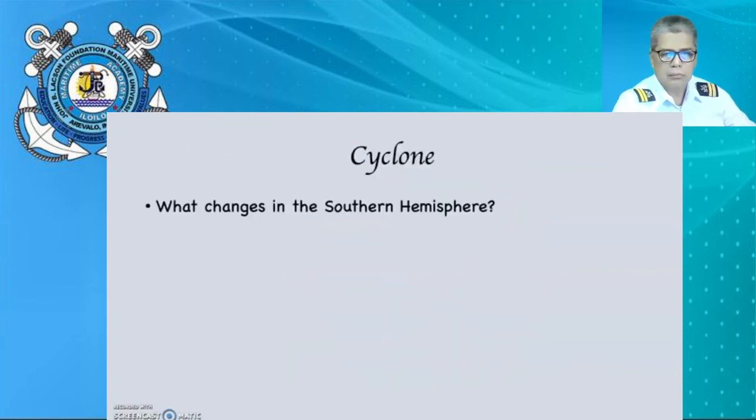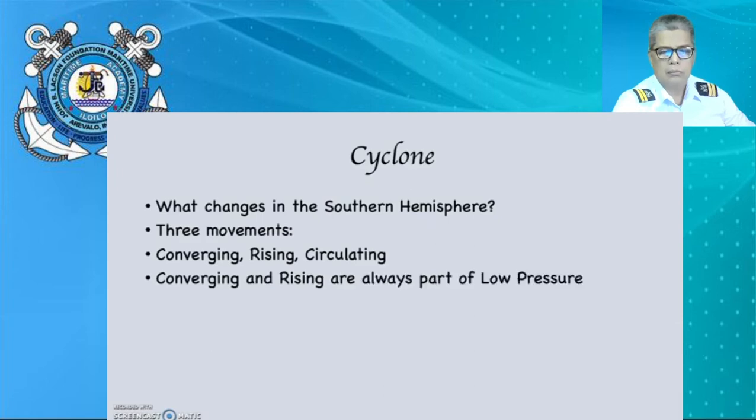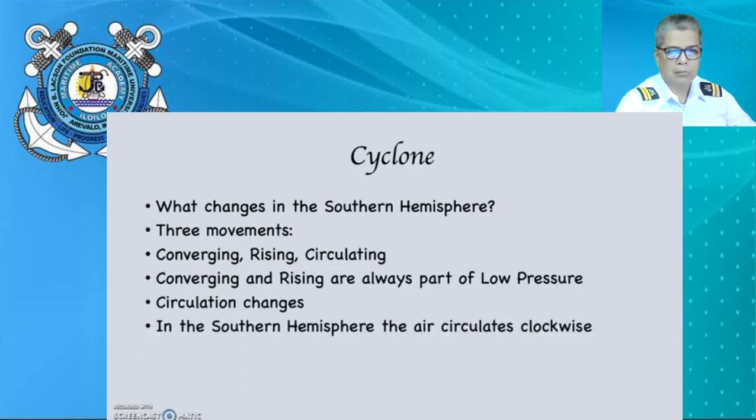Of course, I did say the northern hemisphere. What changes in the southern hemisphere? Well, there are three movements, right? There's converging, rising, and circulating. Converging and rising are always part of low pressure systems, cyclonic systems. So there's never going to be a moment that converging and rising air are not part of low pressure systems. What changes in the southern hemisphere is circulation. In the southern hemisphere, the air circulates clockwise and in. Make sure you know those things. Make sure you know converging, rising is always part of a low pressure or cyclonic system. But that the circulation changes. It's always going to go inwards with low pressure, but in the northern hemisphere, that will be counterclockwise and inwards, and in the southern hemisphere, that will be clockwise and inwards.